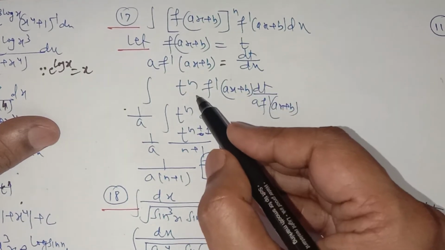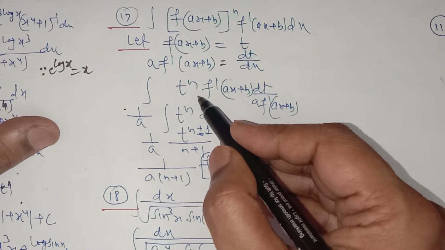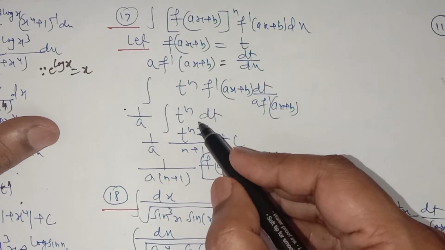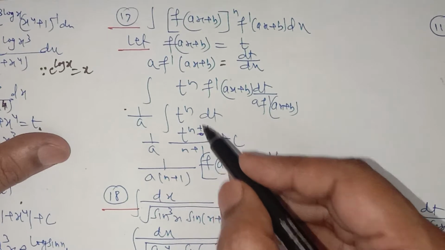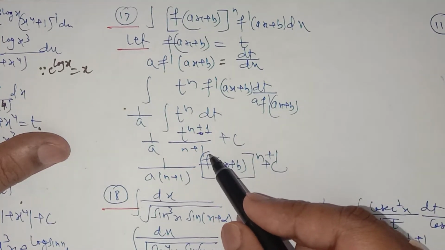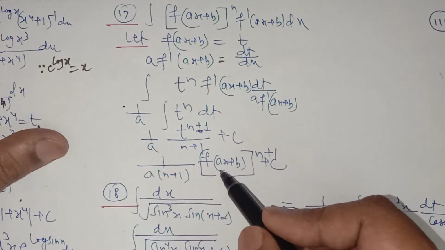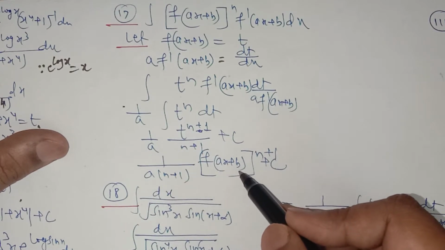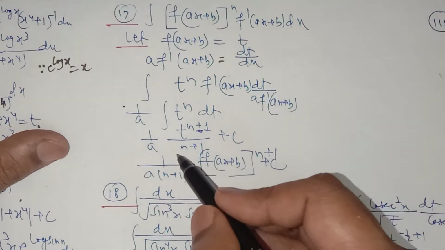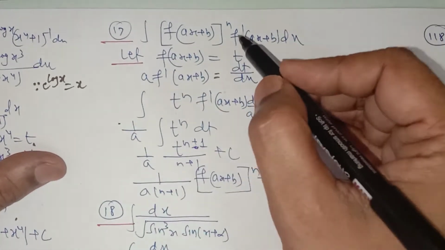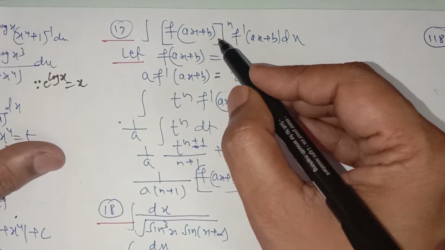So it is only equal to t to the power n. So t to the power n plus 1 upon n plus 1 is the integral of this. Replace the value of t, which is f of ax plus b to the power n plus 1, plus c, with 1 upon a into n plus 1. So it seems to be a difficult question, but it comes out to be easy.